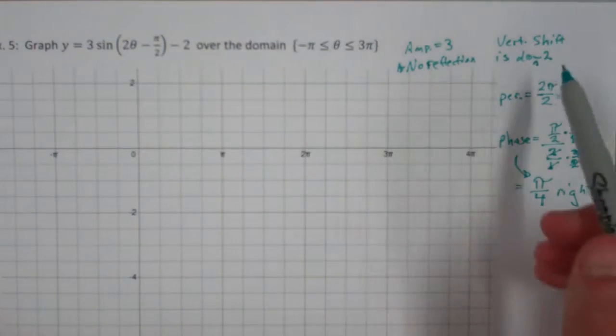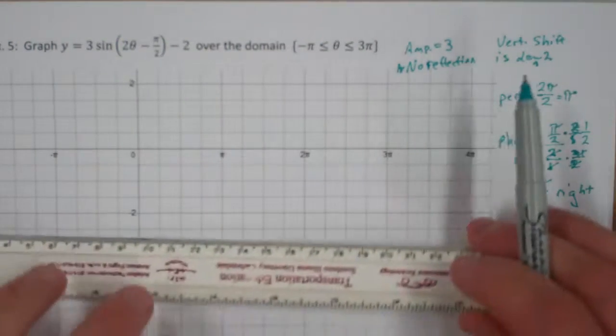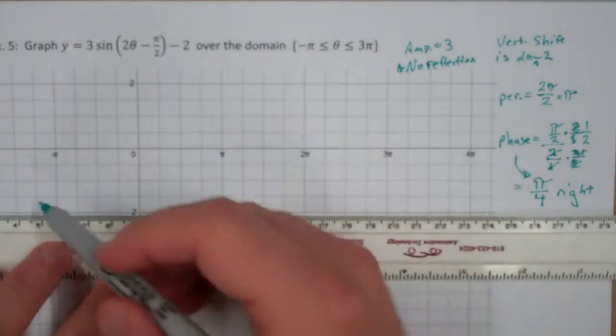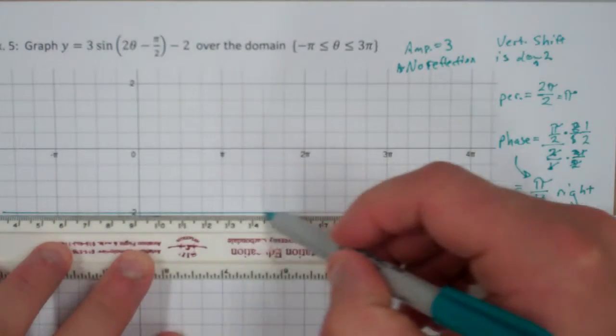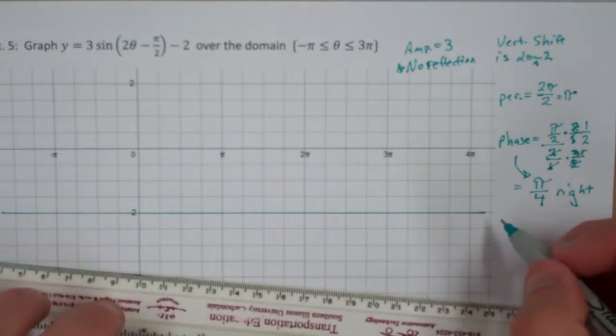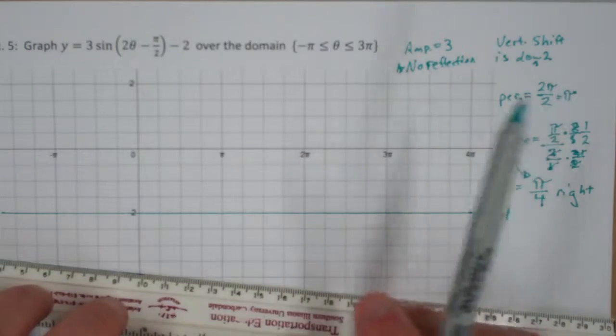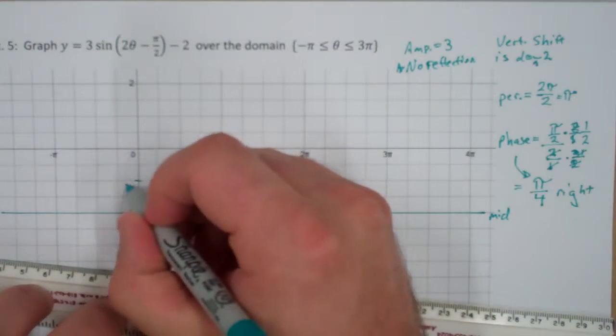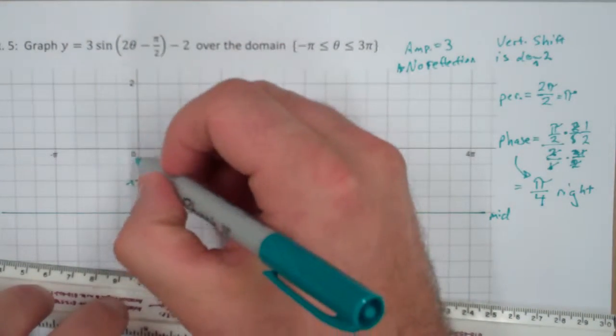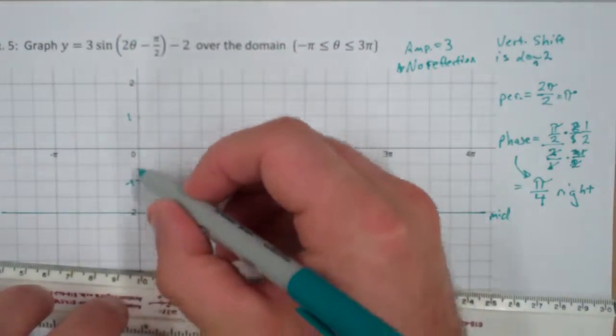So let's do that. Let's start with the vertical shift down 2. And so this right here, and you can do this lightly if you wanted to, it's not part of the graph, but it's a helper line. So that's my midline. My amplitude is 3, so looks like that's -1 here, 0, 1 would be here, so I need to go up 1, 2, 3.